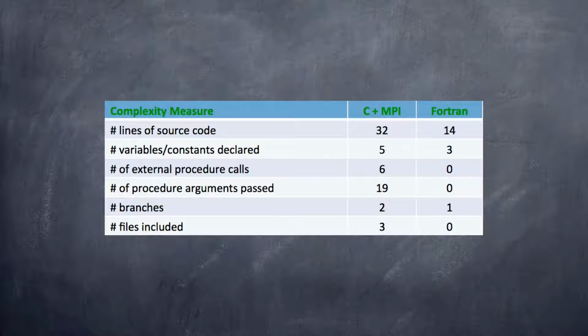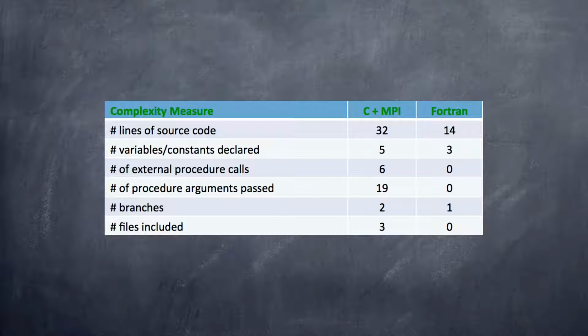If you compare that to the Fortran program, we can see that we've reduced the number of lines by more than half, reduced the number of variables or constants declared by 40%. And what's really nice is in some categories, we've not only reduced the complexity, but actually completely eliminated the complexity. We have no procedure calls external to the language, and we therefore pass no arguments. We cut the number of branches from 2 to 1.